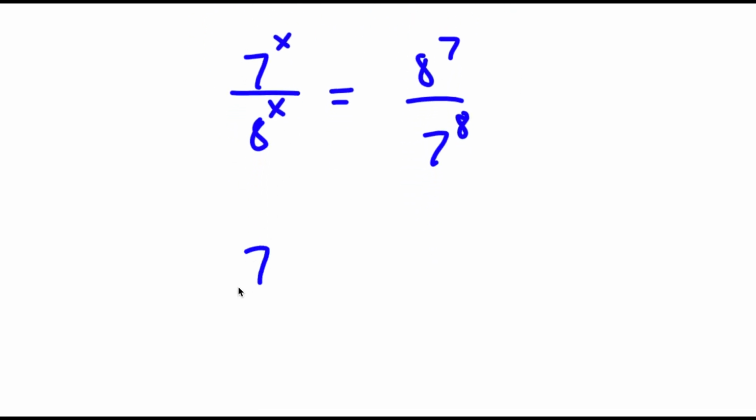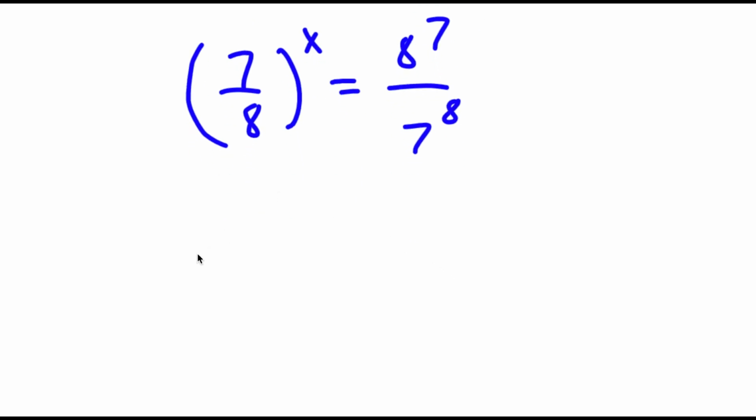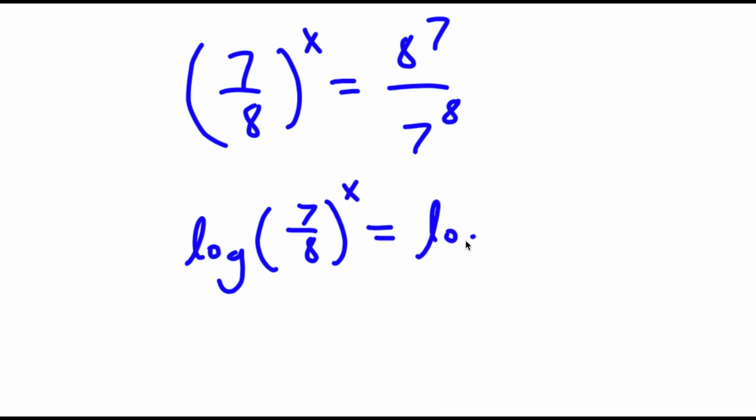Now this is the same thing as 7 over 8 to the power of x is equal to 8 to the power of 7 over 7 to the power of 8. And now I'm going to take the log on both sides. So now I have log 7 over 8 to the power of x is equal to log of 8 to the power of 7 over 7 to the power of 8.